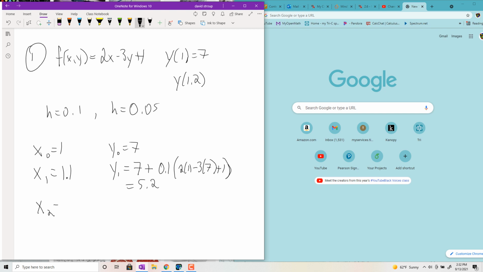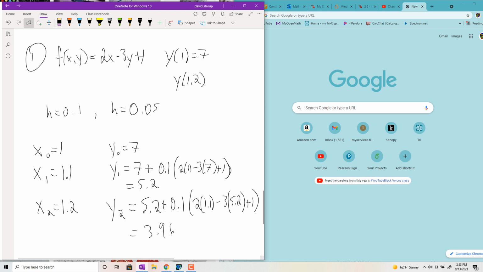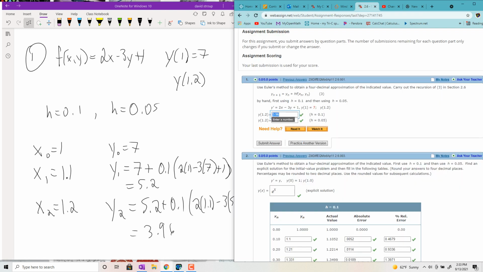And then x sub 2 is 1.2. So y sub 2, which should be the answer we want, is 5.2 plus 0.1 times 2 times the previous x, which is 1.1, minus 3 times the previous y, which is 5.2, plus 1. So let's see, in parentheses, I'm getting 3.96. Let's see if that's what I got earlier. Yeah, so 3.96 there.